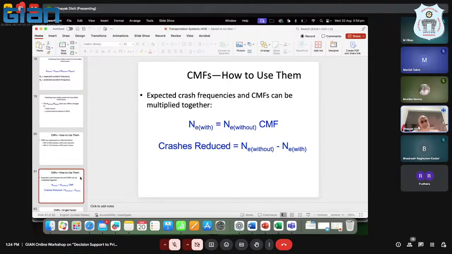So this is how you would use them. The expected crash frequency and CMFs can be multiplied together. So NE with is equal to NE without multiplied by CMF. The crash reduced is NE without minus NE with. That's it. Then you multiply this crash reduced with the value of statistical life, or the value of property losses, the value of injury, and you will get a total cost reduction.